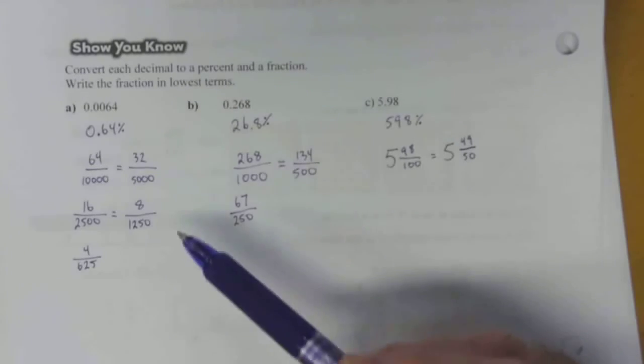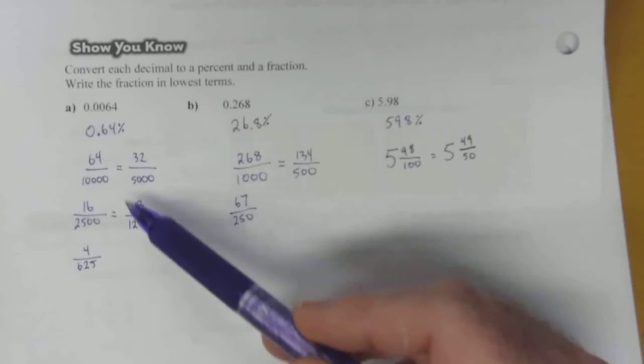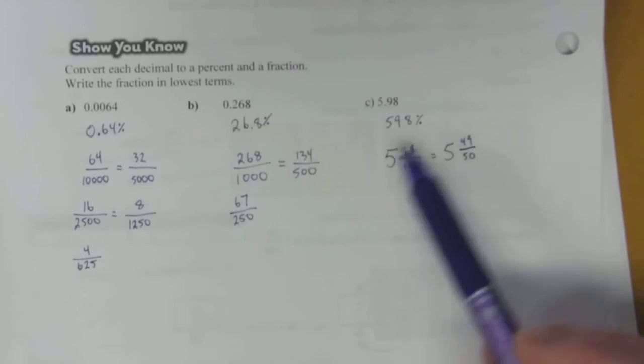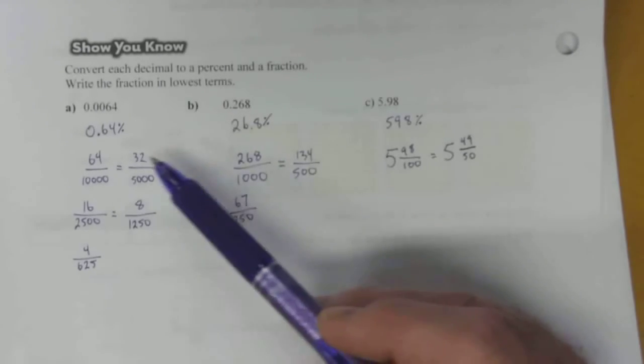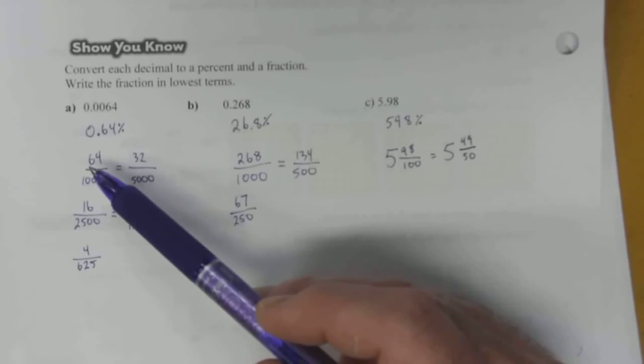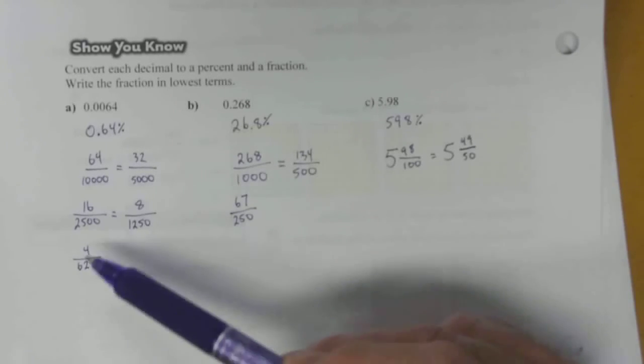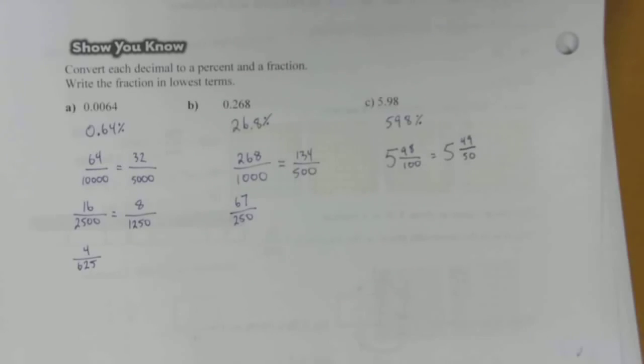So clearly the most amount of work is going from a decimal to a fraction in lowest terms. It's fairly straightforward to get it to a fraction, but there may be multiple steps to try and get it to lowest terms. So that's to show you know.